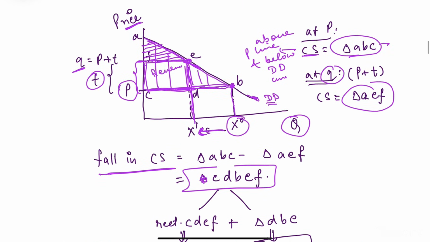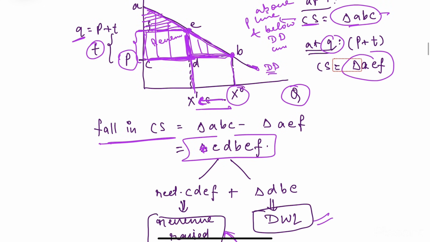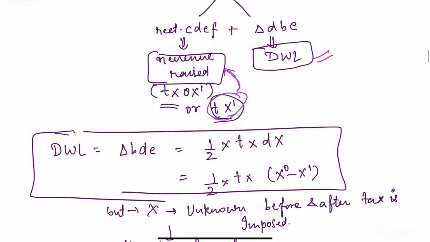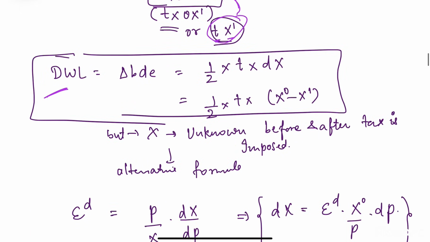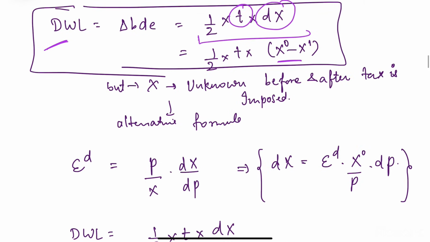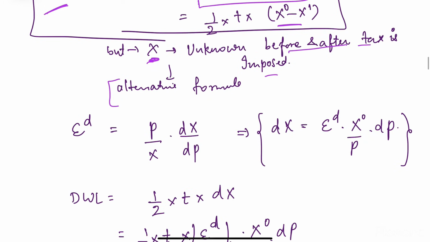So this triangle we can calculate using the triangle formula, one-half base into height. Here the base is the change in consumption, change in x, and the height is equal to T, the tax. So this is the deadweight loss formula: one-half times change in x times T, where change in x is x naught minus x1. But the problem here is that x is unknown, we don't know the consumption before and after the tax, so we need an alternative formula.